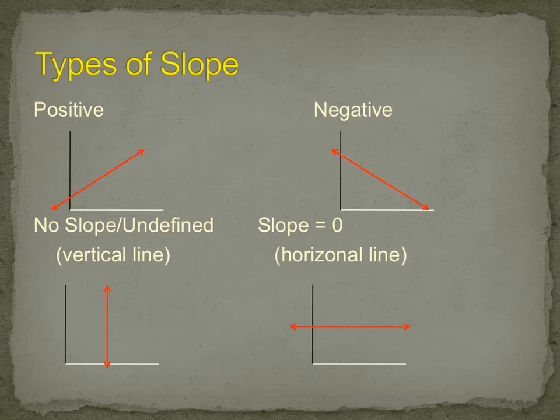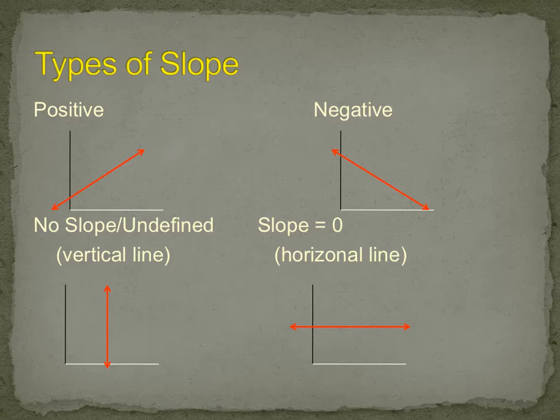There are 4 types of slope. Positive, where it's increasing as you move from left to right. Negative, where it's decreasing as you move from left to right. No slope, which is vertical. And vertical, no slope, is the same thing as undefined slope. And a slope of 0, which is horizontal.